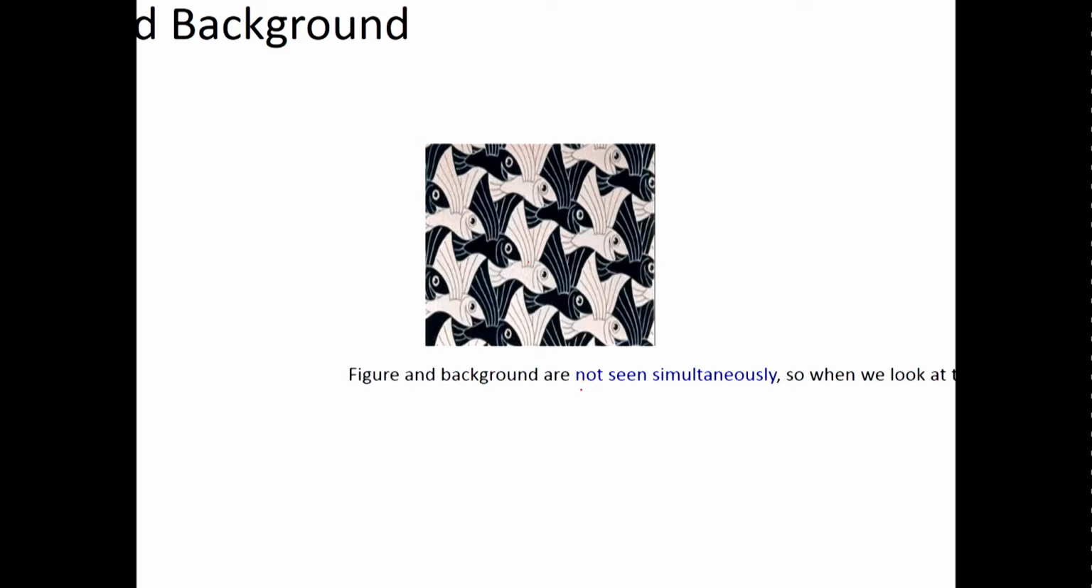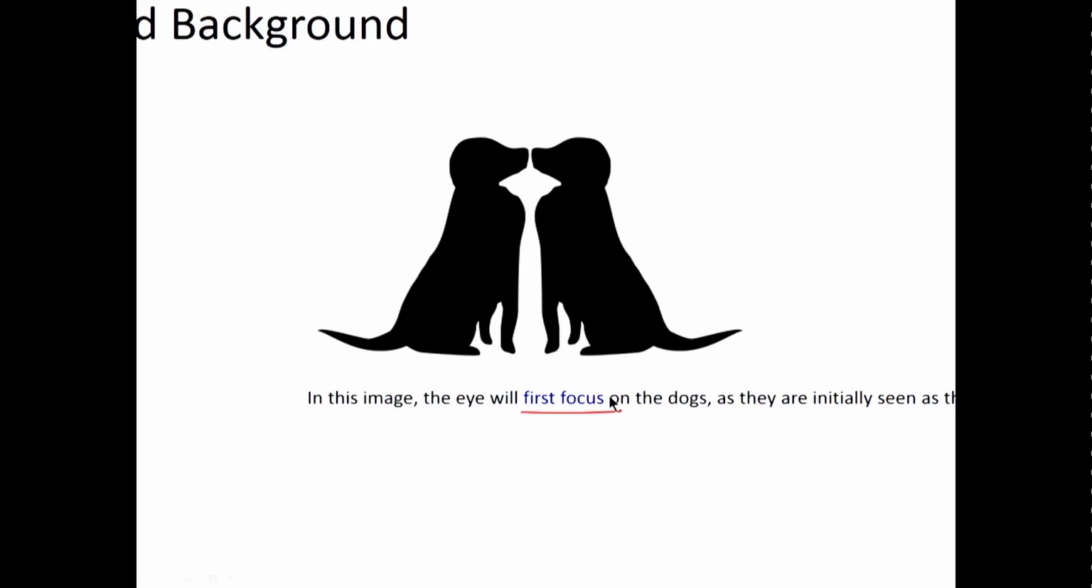But one of the important things is that the background and the foreground are not seen simultaneously. We can see only one at a time. Can you see them simultaneously together? We can rapidly switch our focus, but at any one point in time, you can focus on either the foreground or the background. So, in this image, now first we focus on the ground, where the dogs emerge. If you focus on this white, then you can see a small spaceship emerging.